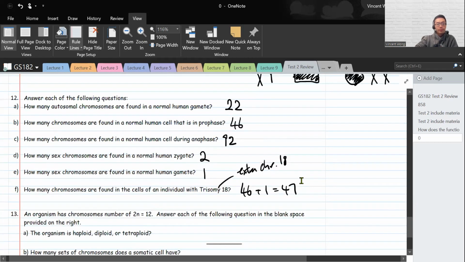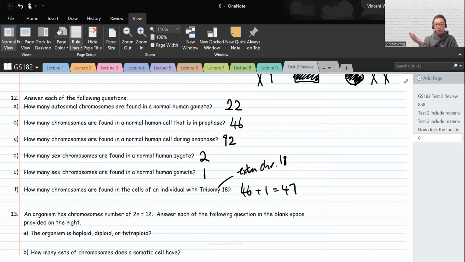Sorry, what's the question? About F? How can you get 47? Oh, okay. Trisomy 18 means there are 3 chromosome 18 as opposed to 2 chromosome 18, right? Normally we have 46 chromosomes, 2 of each, but now there's an extra chromosome 18. So in total there would be the 46 regular ones, and then the extra chromosome 18. So that makes it 47 in total.